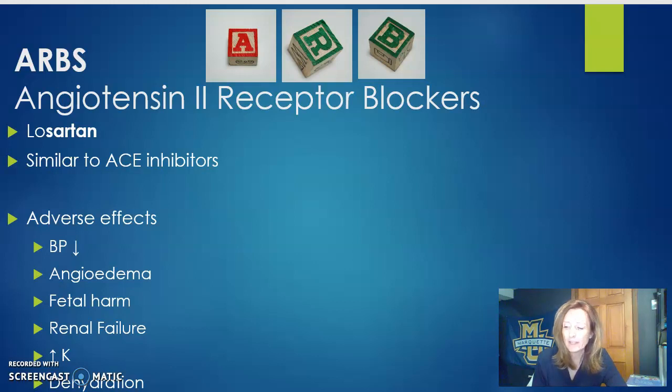So this also will affect the RAS system. Now, it is going to block that angiotensin II receptor. So it's not going to stop the ACE from turning into angiotensin II, but it's going to actually block the receptor of the angiotensin II. So we are going to see that the ARBs block the action of the angiotensin II.